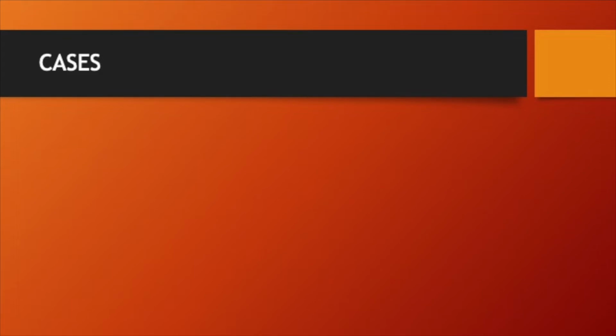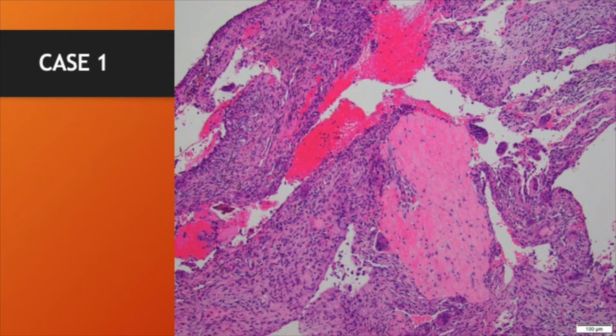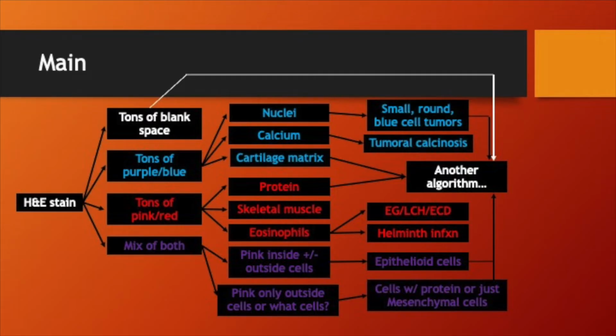out a diagnosis. So the first case here is an H&E stain, and when you first look at it, you're like, I don't even know where to begin. There's a lot of cells. I'm going to assume this is malignant, but let's back way off on that and just start with that main algorithm. So here is the main algorithm.